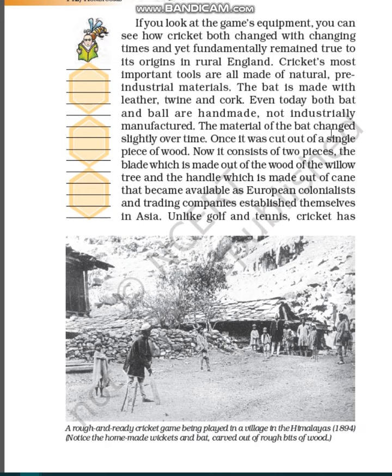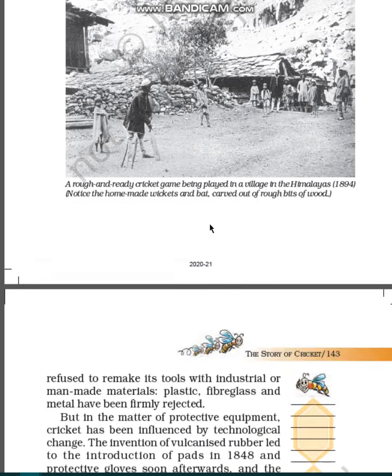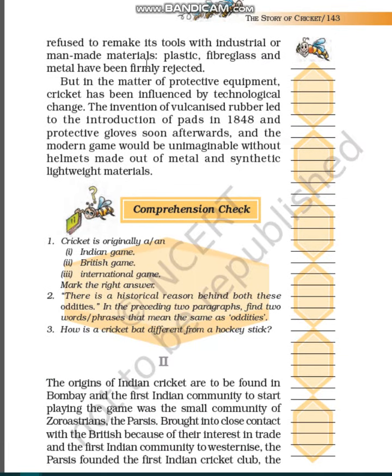The material of the bat changed slightly over time. Once it was cut out of a single piece of wood, now it consists of two pieces, the blade which is made out of wood of the willow tree and the handle which is made out of cane that became available as European colonialists and trading companies established themselves in Asia. Unlike golf and tennis, cricket has refused to remake its tools with industrial or man-made materials. Plastic, fiberglass, and metals have been firmly rejected.